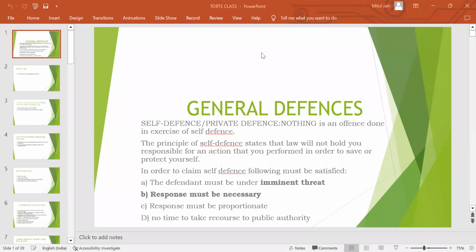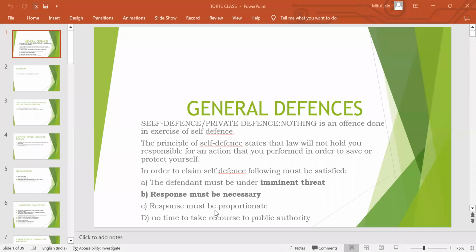Now, the other one is damnum sine injuria, where we discussed that suppose I open another coaching class in front, and some of the students shift from this coaching to my coaching, right? Then will it be a case of tort? The answer is no, right?